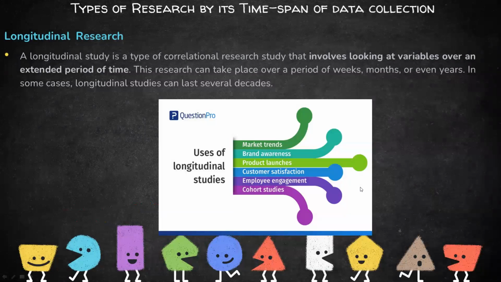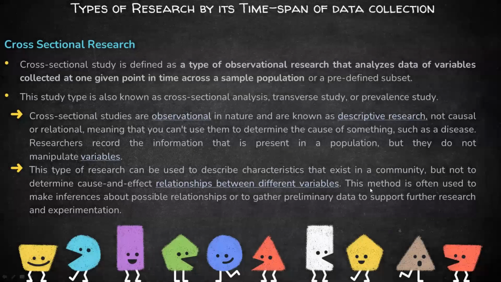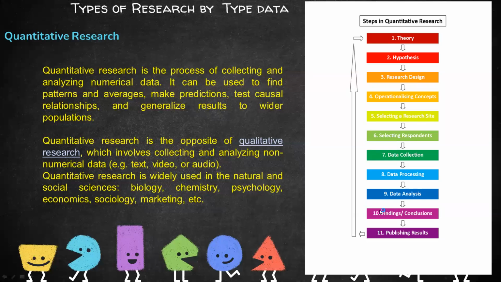We have seen the evaluative, longitudinal research and the cross-sectional research also. So till here I think we have completed, and now we are going to see the types of research by type of data. There are two types of research data, quantitative data and qualitative data. Based on these two types of data, research is categorized into quantitative research and qualitative research.